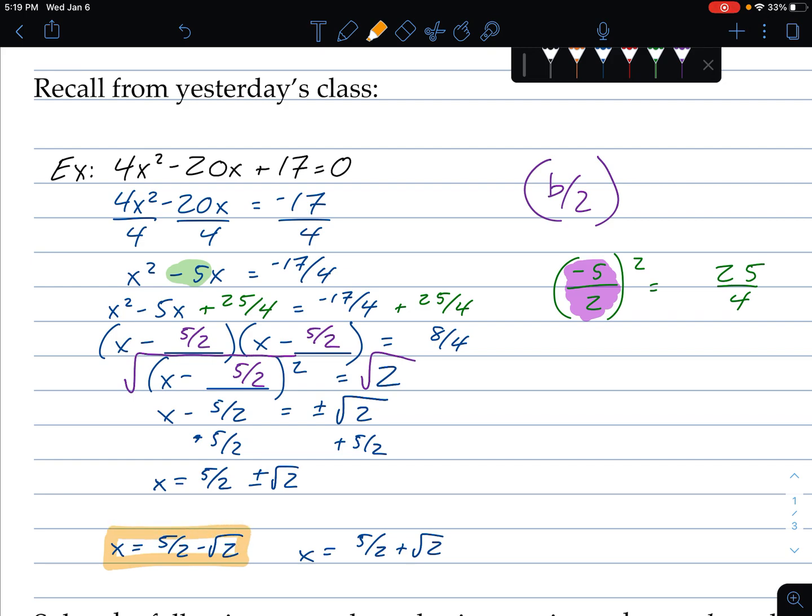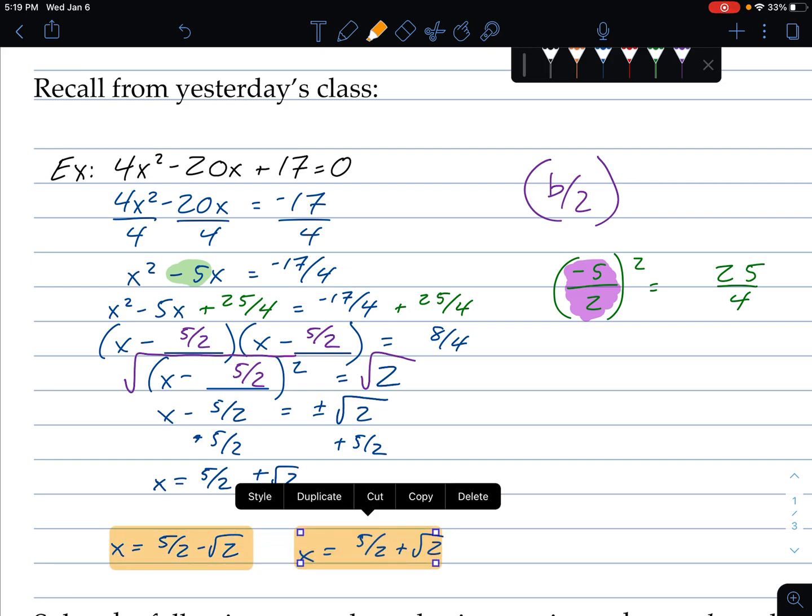Again, these are my two zeros or my two roots. If you notice, they're very similar. It's the same first term, the same second term, one's plus and one's minus. And if we graph it, you'll see that those are my x-intercepts, whatever those decimals are. Okay?